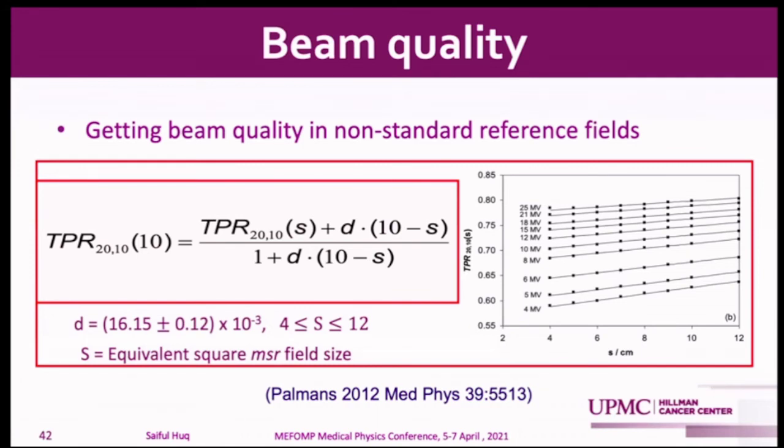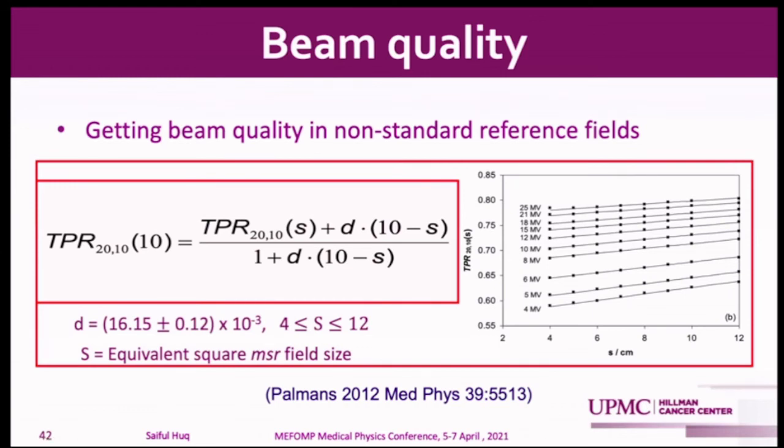So TRS-483 gives you a method for beam quality. And what you do is, this is the TPR 20/10. This is the hypothetical beam quality. You measure a TPR 20/10 for the MSR field, and then use this equation. S is an important parameter. This is the equivalent square MSR field. It's important terminology. Equivalent square MSR field.